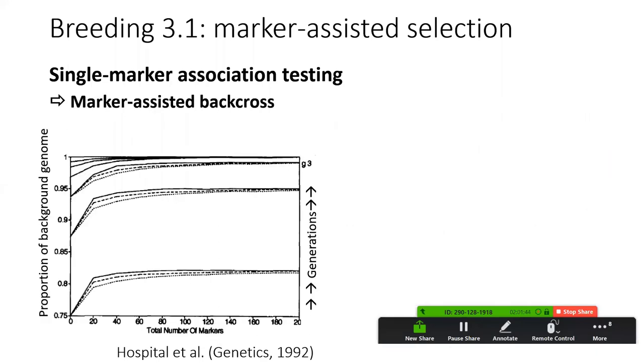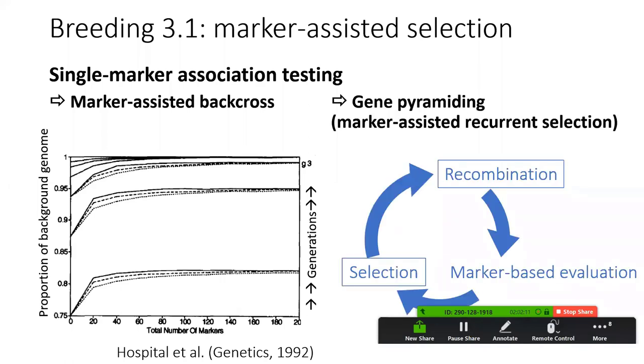And the practical applications of this type of technique were, for example, marker-assisted backcross, where we could control the amount of variability brought by a donor parent, while making sure that there is more of the background genome from the recurrent parent, so the good genetic background that we want to keep. And an extension of this type of approach is also gene pyramiding, and more particularly marker-assisted recurrent selection, which is basically like phenotypic recurrent selection, but instead of using phenotypes to evaluate and choose the plants to select, we used marker data, at a few loci, generally all over the genome.